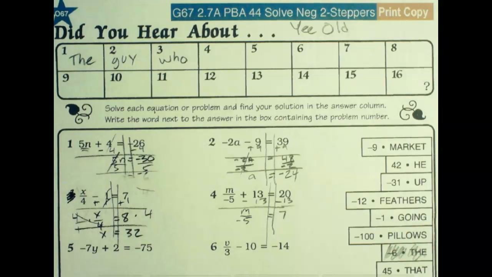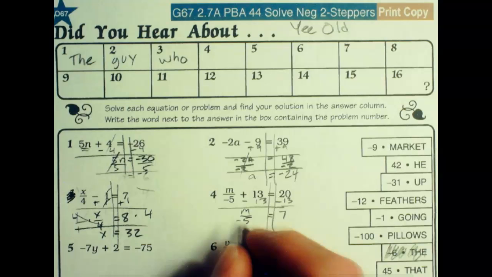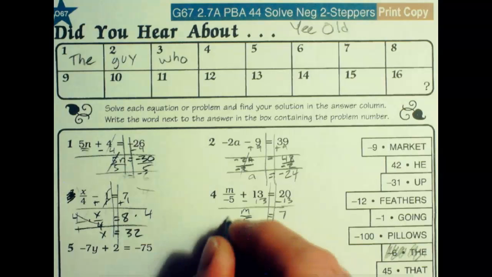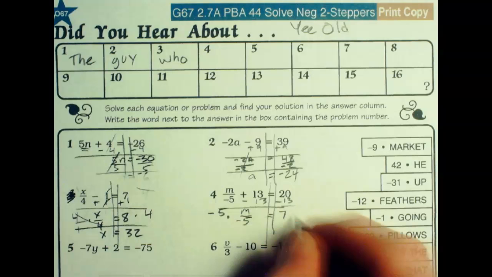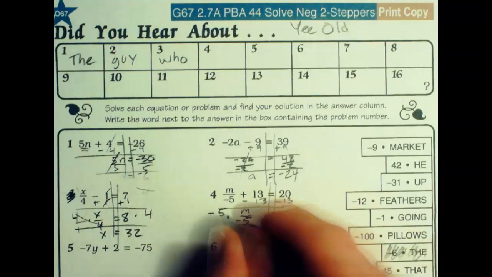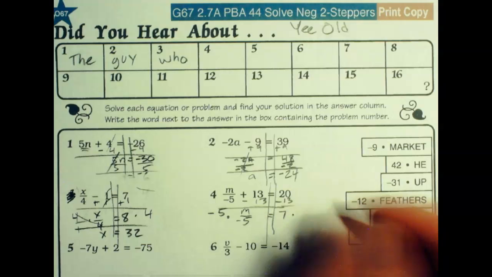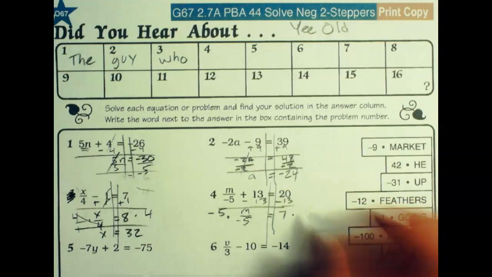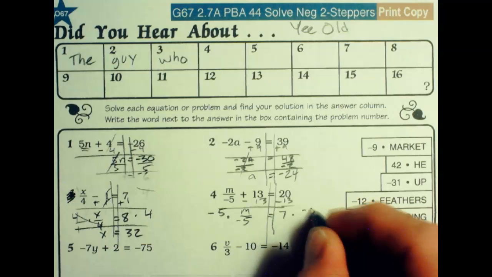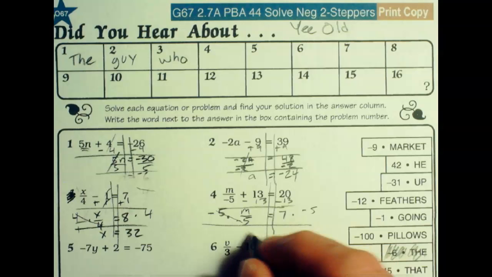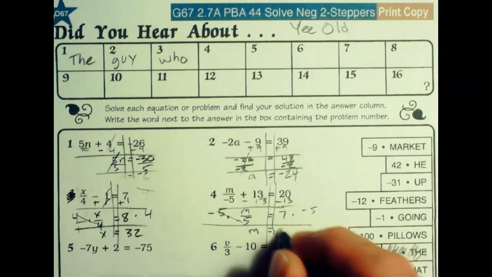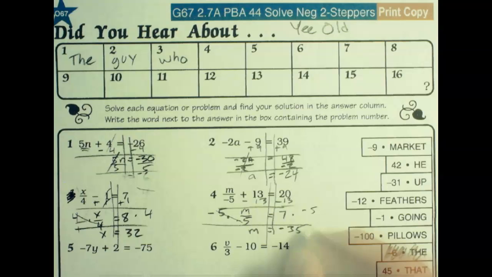Now, in order to get rid of this divide by a negative 5, we're going to multiply by a negative 5. That way, we're going to have a positive. We have a negative divided by a negative times a negative over here. So we'll get a positive m. That's what we want. Negative 5 on this side, too. These guys are going to cross off. And we've got m as positive equals a negative 35. Take a look for that. Negative 35. Invested. The guy who invested.